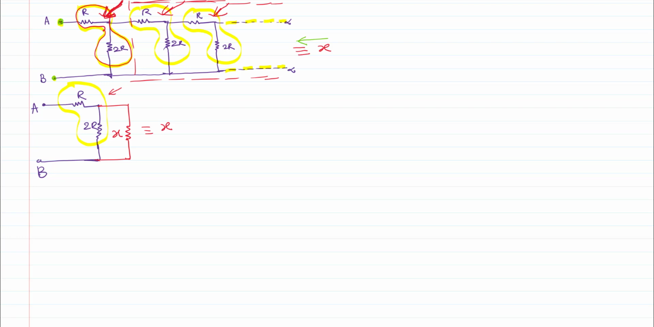But if you look a little carefully, this 2R and this X, these two are parallel. See, these two ends of the resistors as well as these two ends of the resistors are connected. So whenever the resistors are in parallel, we know there is a formula. R parallel is equal to R1 R2 by R1 plus R2. You must have known this formula.